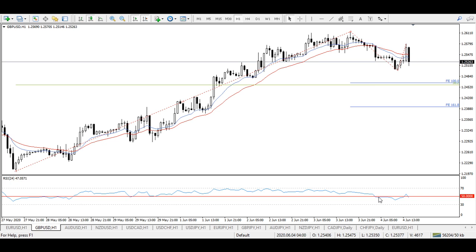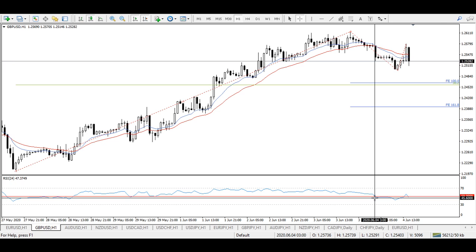Another factor is RSI. RSI initially crossed here below this. I'm using RSI of 24 period because I want to understand the strength of the market as per what happened in the last 24 hours.